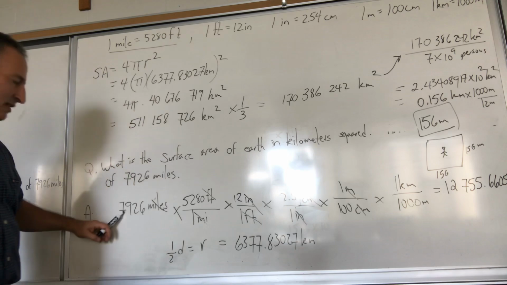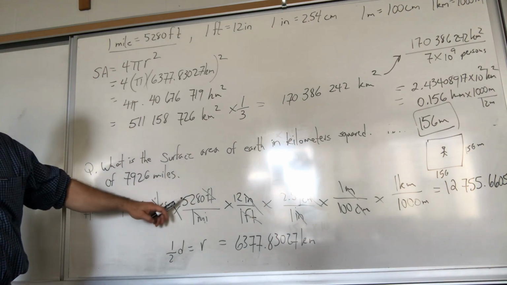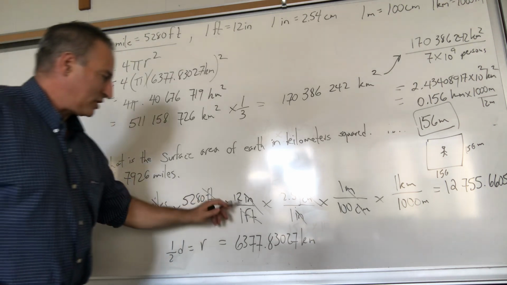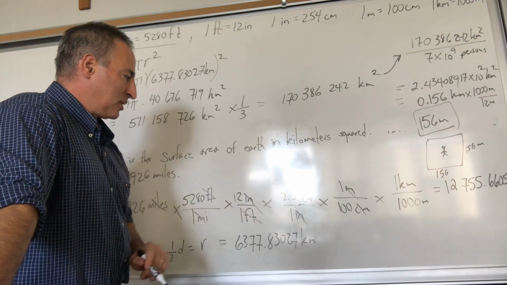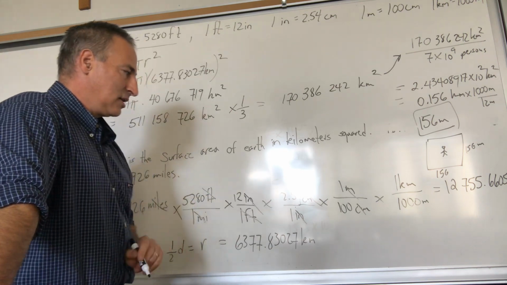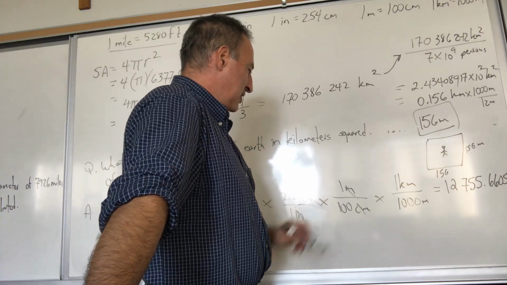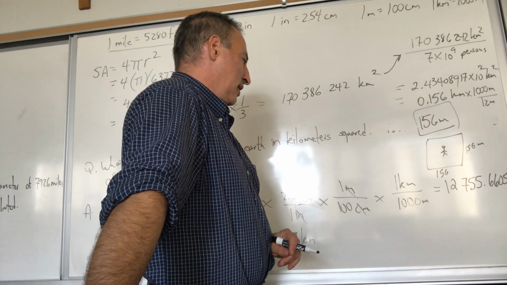We start off with the 7,926 miles. We know there's 5,280 feet per mile, which allows me to cancel miles. There's 12 inches per foot, which allows me to cancel feet. There's 2.54 centimeters per inch, which allows me to cancel inches. There are 100 centimeters per meter and 1,000 meters per kilometer.